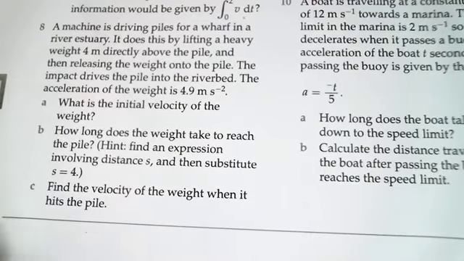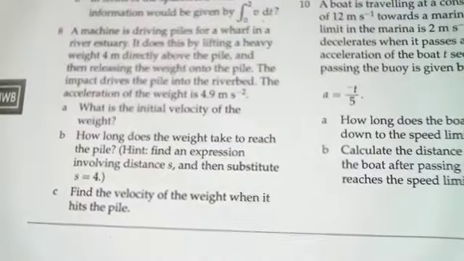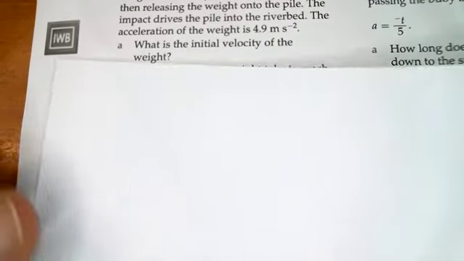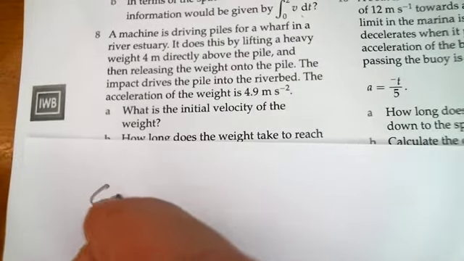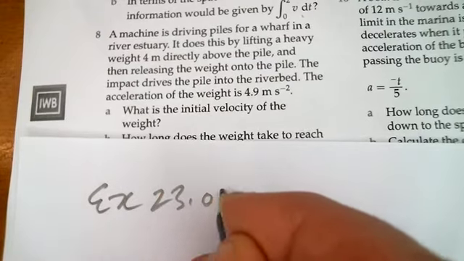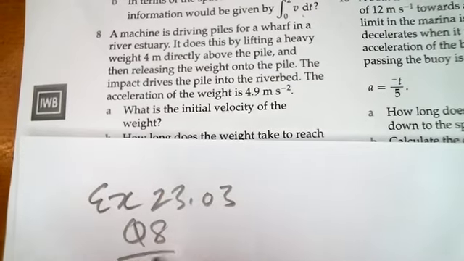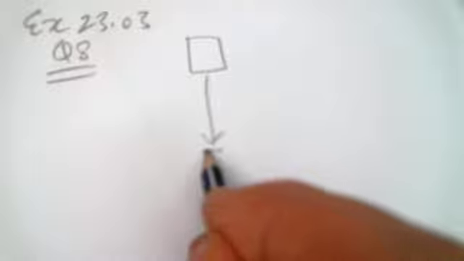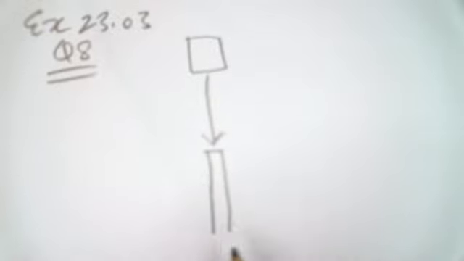All right, so let's take a look at drawing this. Again, I always tend to draw diagrams of these things. So first of all, we're looking at exercise 23.03. This is question 8. And so we've got a heavy weight that is released, and it comes down and hits a post, which is driving that post into the riverbed. That's essentially what it's doing.